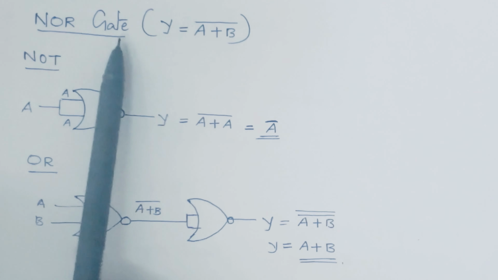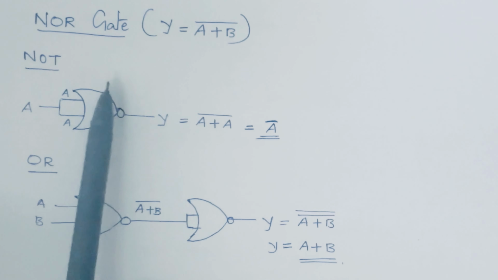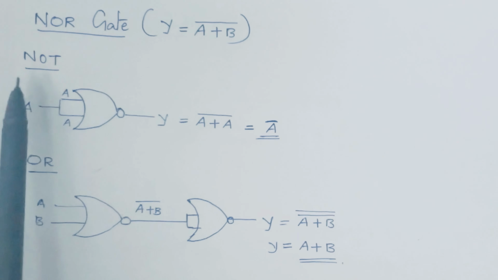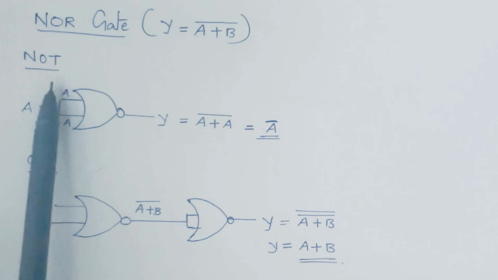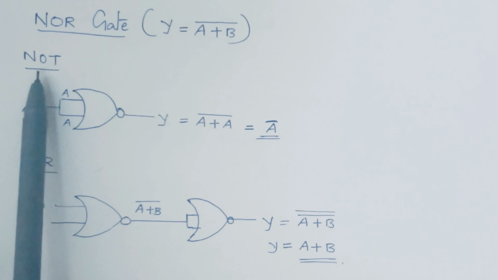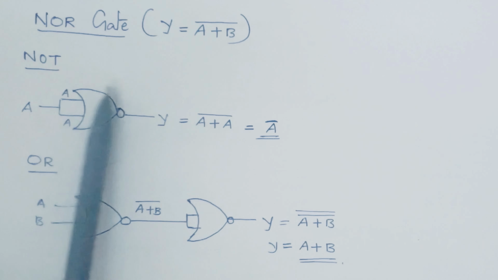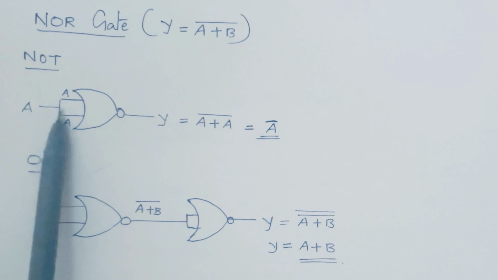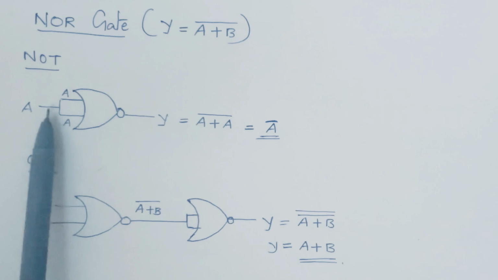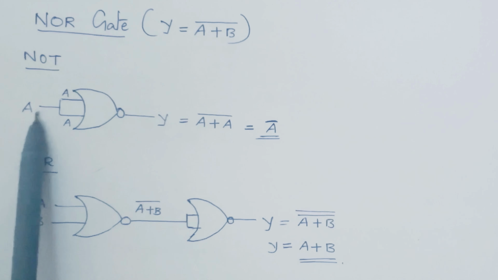So now we are going to see how to implement the logic gates using only NOR gates. In that, the first one is the NOT gate. That means we are going to see how to implement a NOT gate using NOR gates. So this is the circuit diagram of a NOT gate using NOR gates. The two input NOR gate inputs are connected together and we are giving only a single input A. So the output will be the complement of input A.